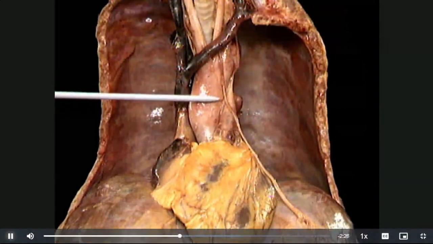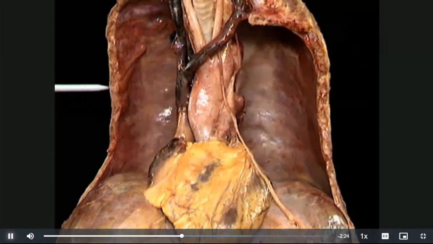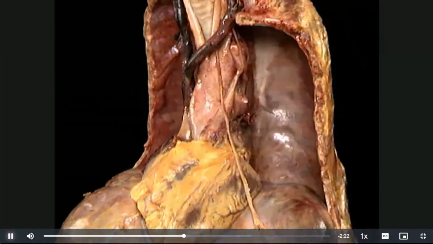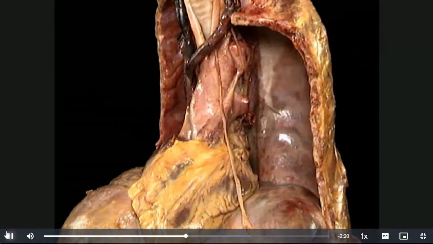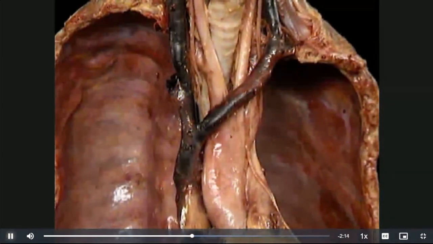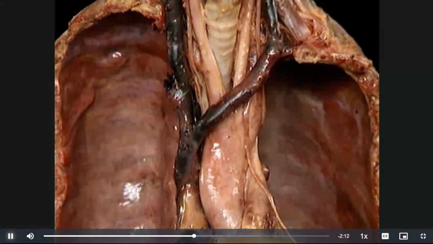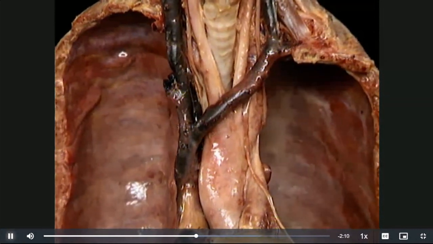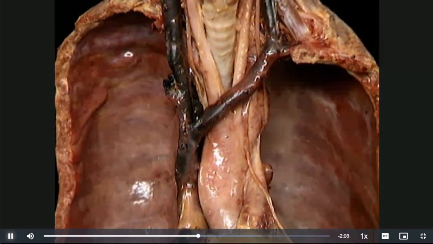On the left side, the course of the phrenic nerve is similar. In its course in the mediastinum, it passes over the aorta, the pulmonary trunk, and the left ventricle. To see the course of the vagus nerves, we remove the brachiocephalic veins and the superior vena cava.